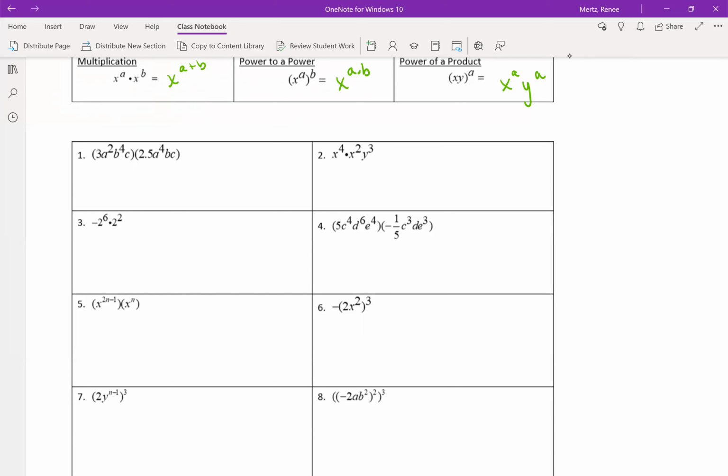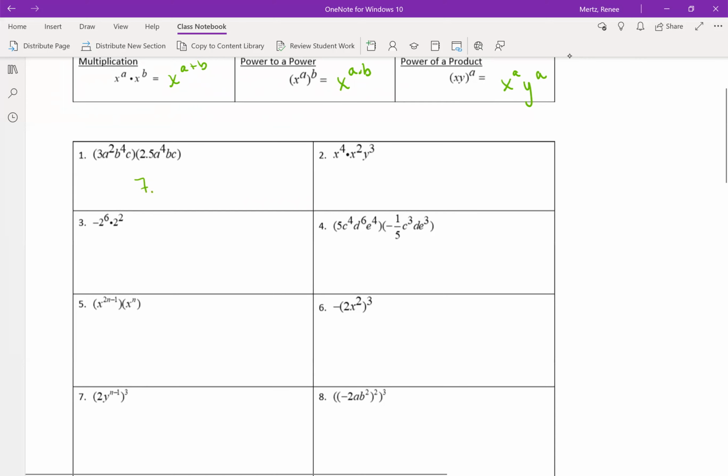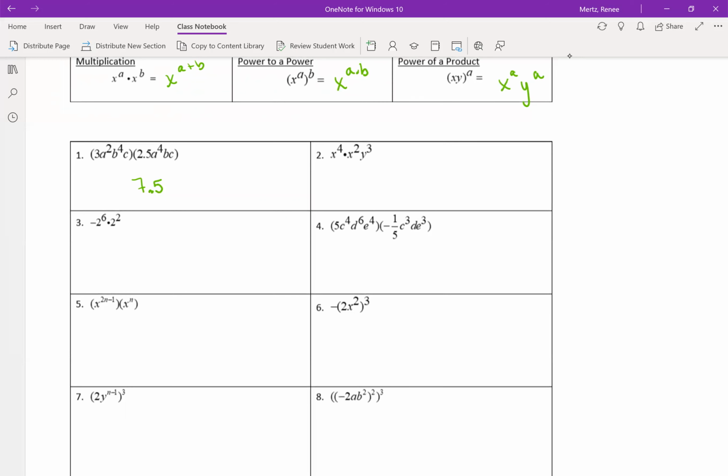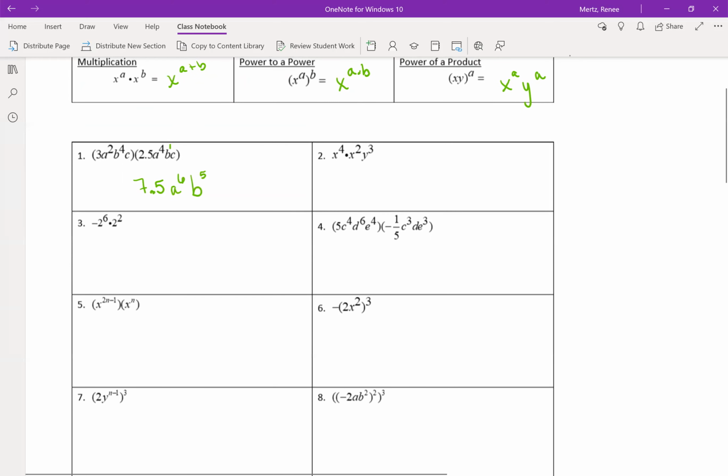So 3 times 2.5 is 7.5. We have 2 A's and 4 A's, so total we have 6 A's. How many B's? If there is not a power there, the power is 1. So b to the 4th times b to the 1st is b to the 5th. Same with the C's. There's no exponent on this one, and there's no exponent on this one. So we have 2 C's, so c squared.